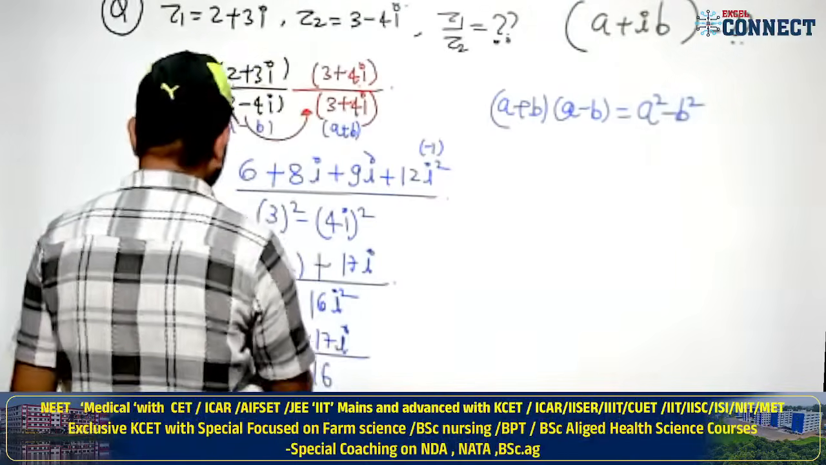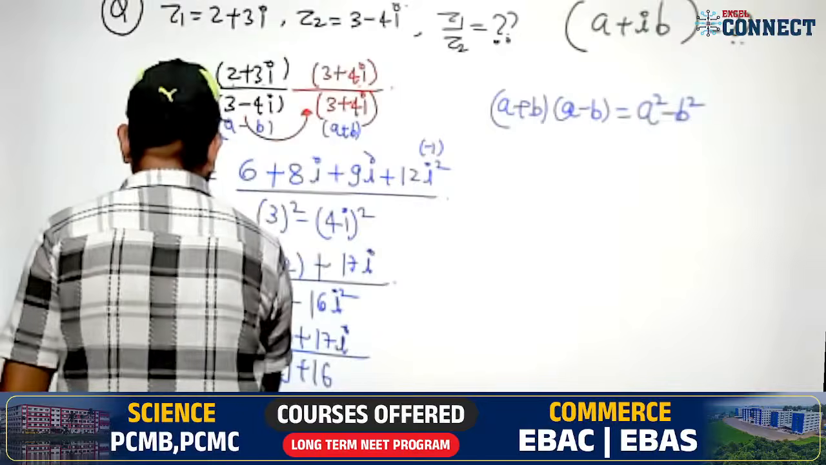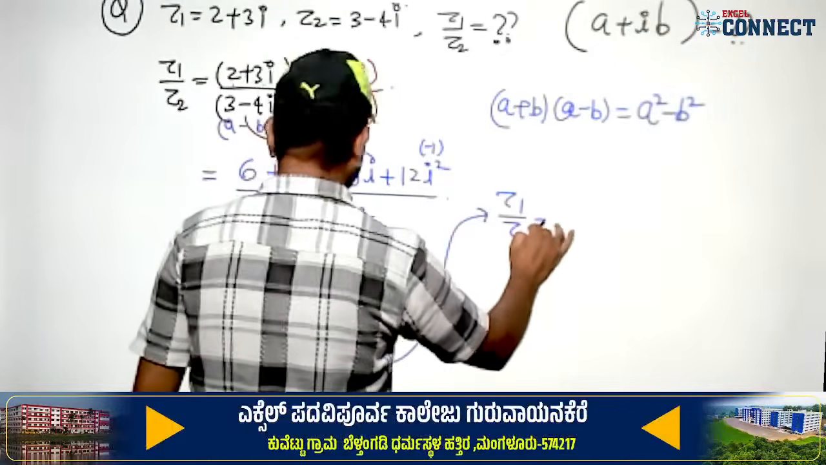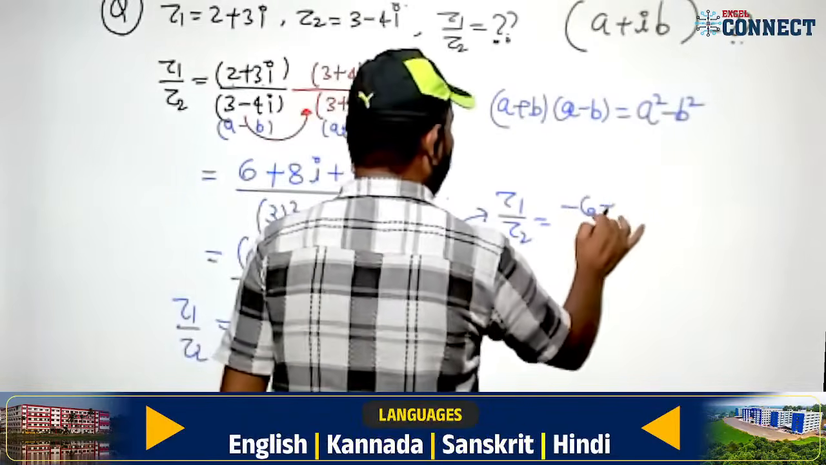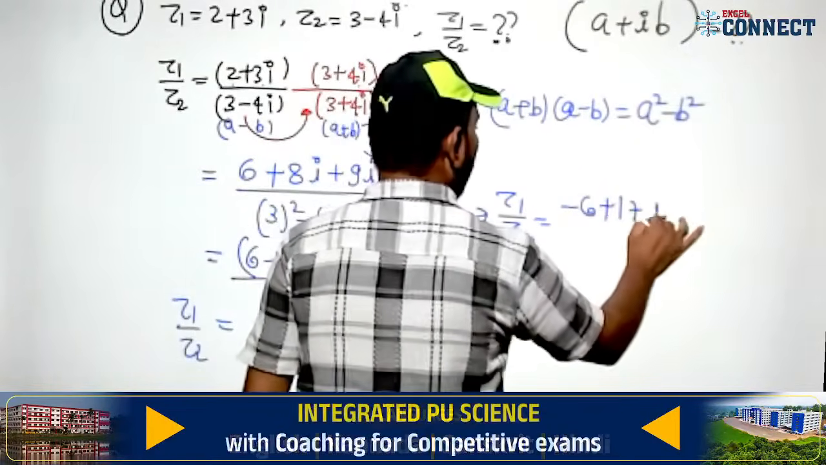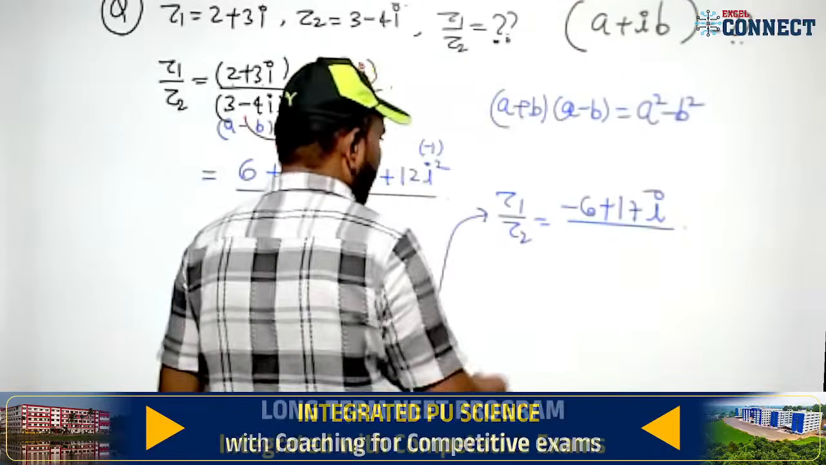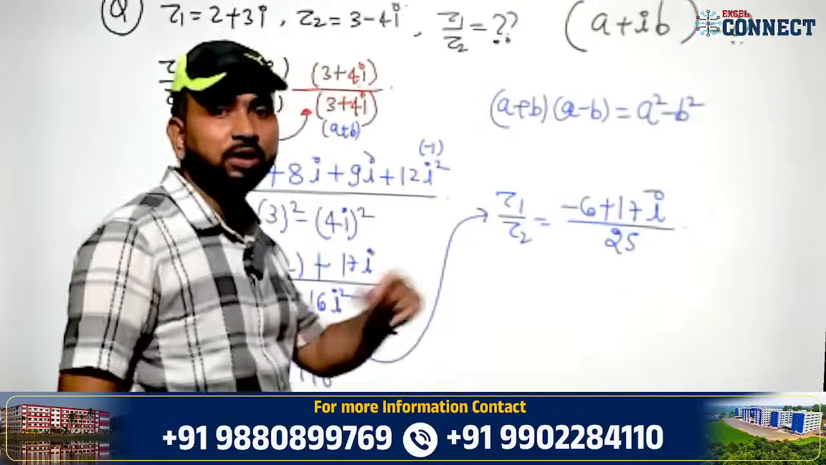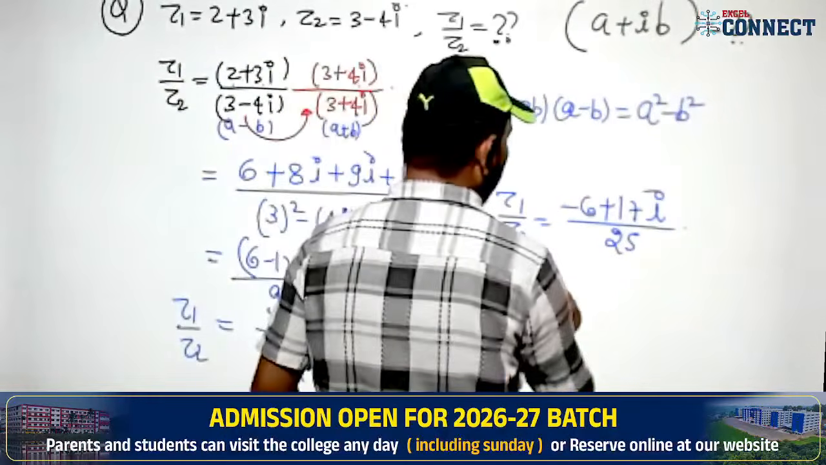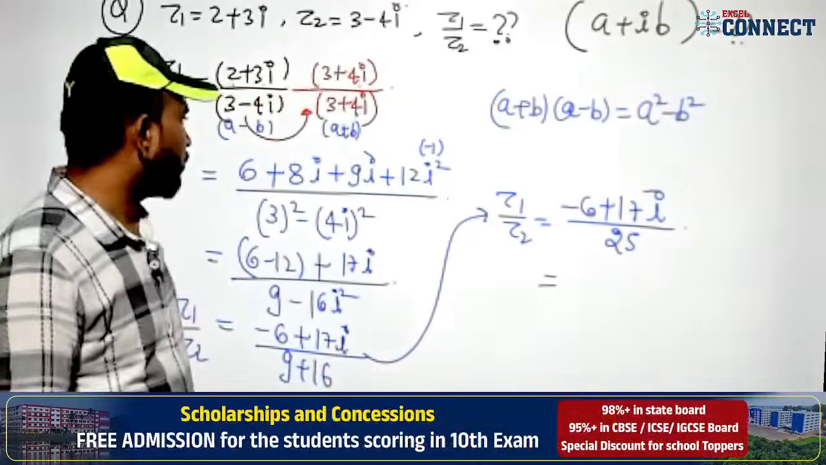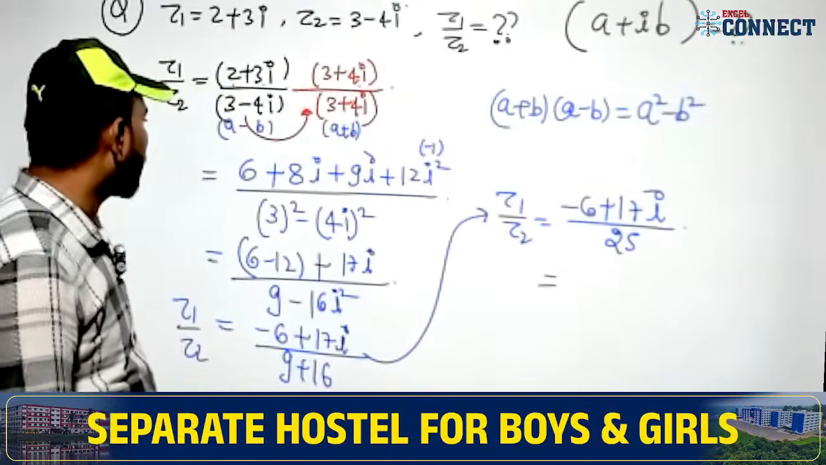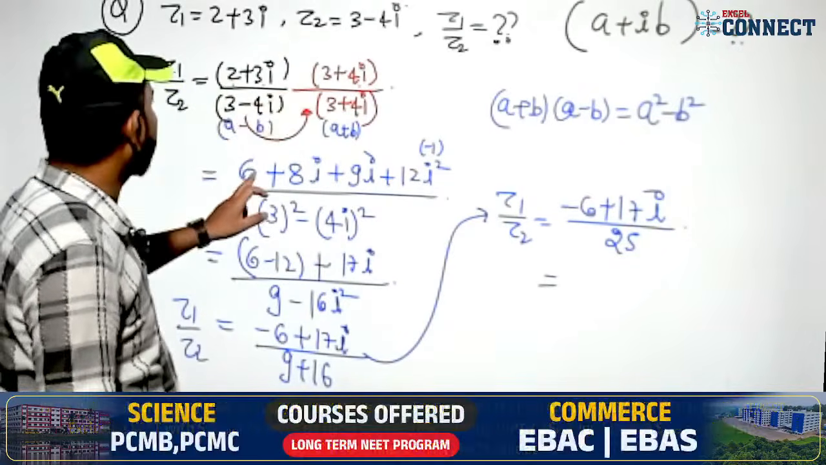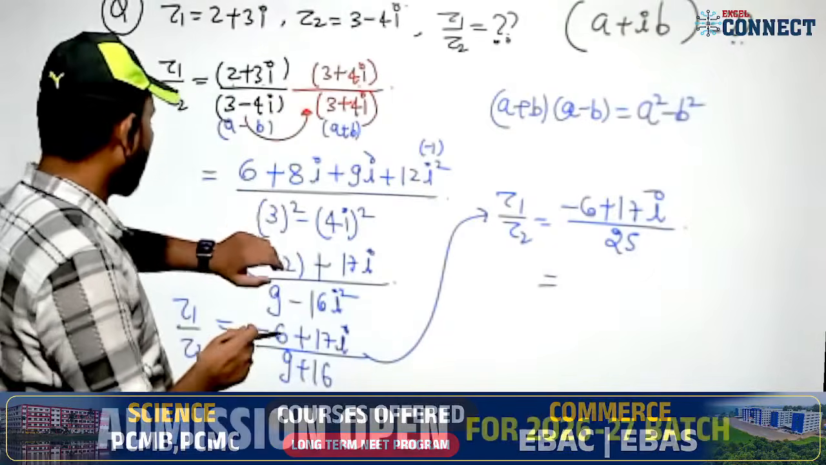Sorry. So this is your Z1 by Z2. So this is what coming? Z1 by Z2 is equal to what? Minus 6 plus 17 iota divided by 25. So in numerator, denominator only real portion coming. So what is this? 20. Where 20? Any mistake? 3 to 6, 2 to 8, and this is 8.